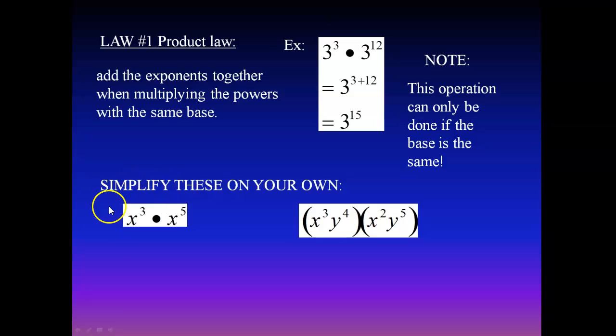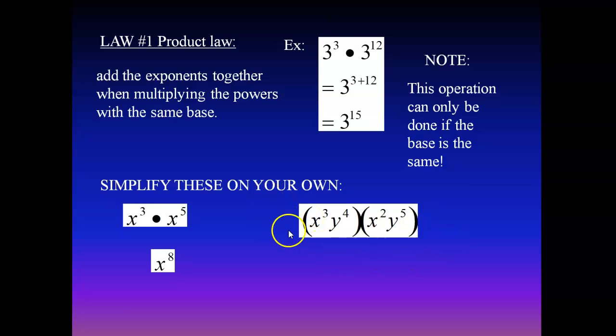Very important. Let's simplify this on your own. x to the third times x to the fifth. You see the base is the same, x. So all we have to do is add the exponents. So 3 plus 5 is 8. So the answer is x to the power of 8.